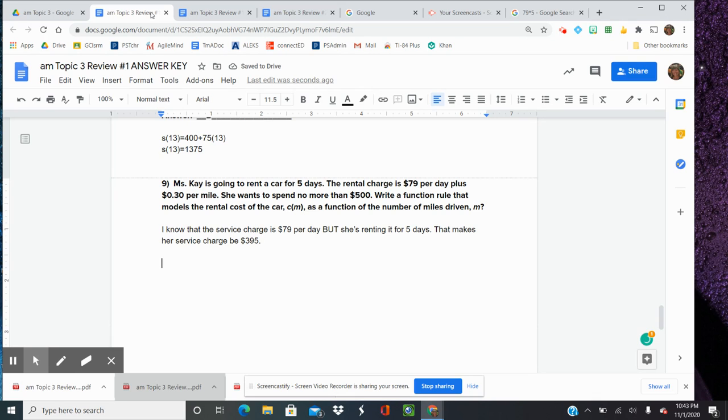Now we're ready. We know that they're using C of M. So this is going to be the total cost. M is going to be the number of miles, right? My independent variable is going to be the number of miles. So C of M is equal to $395 plus 30 cents per mile.